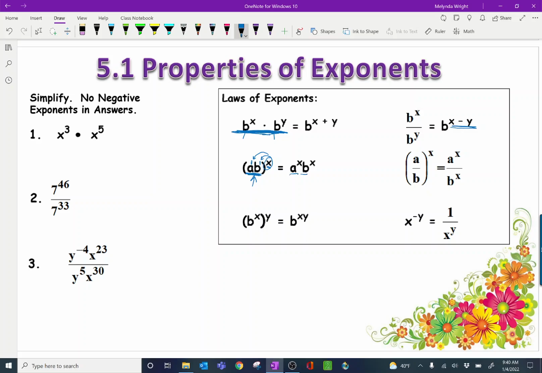Here's another scenario where we've got something other than a 1, some other variable. I call this power to power. And when we have power to power, we multiply the exponents.